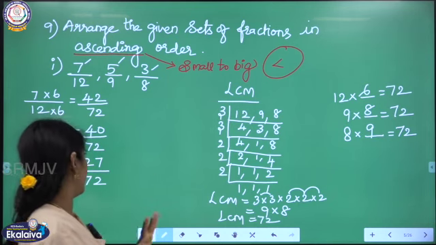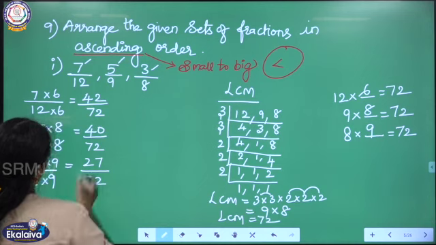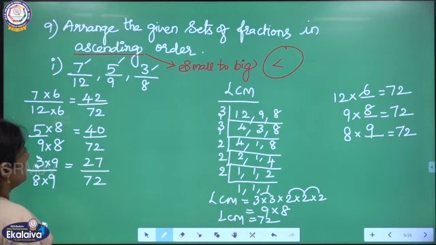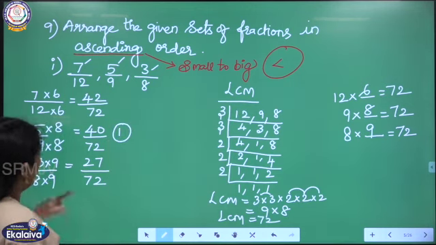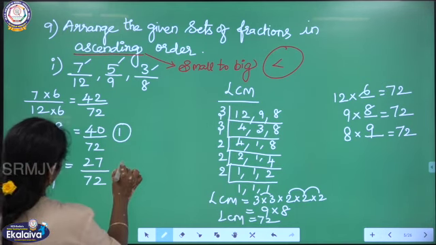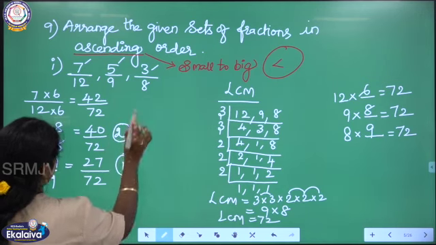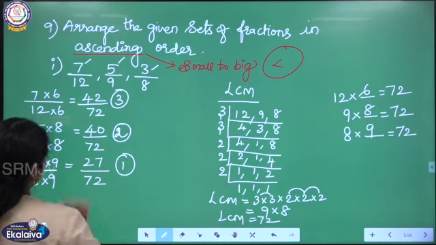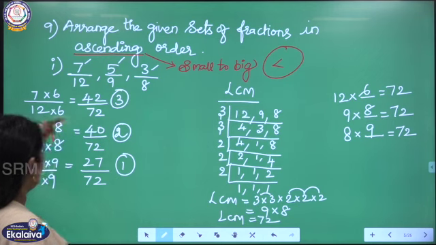Now I can arrange from what number? Small to big. See this? 42, 40, 27. Which is the greater, which is smaller here? 27 is the smallest number. So first. And this is your second number. And this is your third number. So 27 by 72 is the smallest number. Next 40 by 72 and finally 42 by 72.